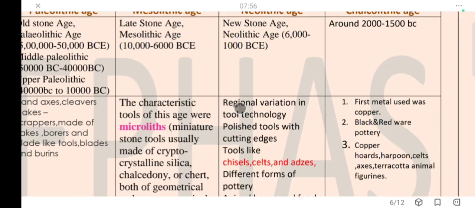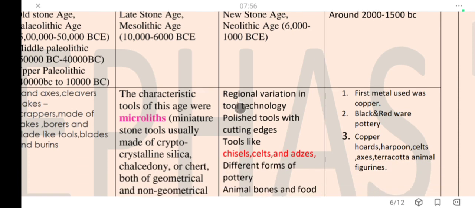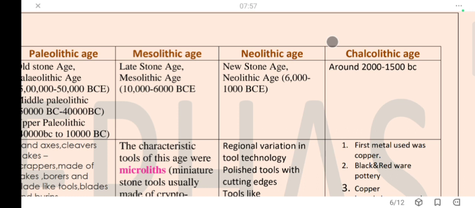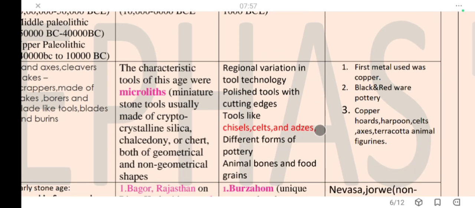Next, in the Neolithic age, there is regional variation in tool technology. You can see that tool technology is gradually developing from one age to the next. In this age, you can see regional variation in tool technology and polished tools. Remember, polished tools with cutting edges, tools like chisels and celts, and different forms of pottery, animal bones, and food grains also.